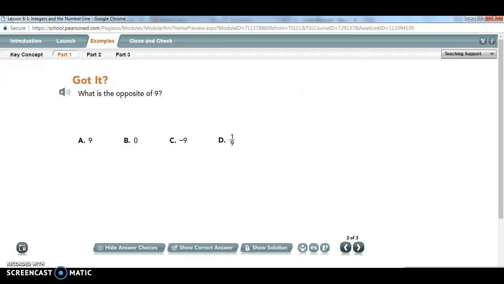So first got it problem in this lesson. What is the opposite of 9? The correct answer is -9. It really is that simple.